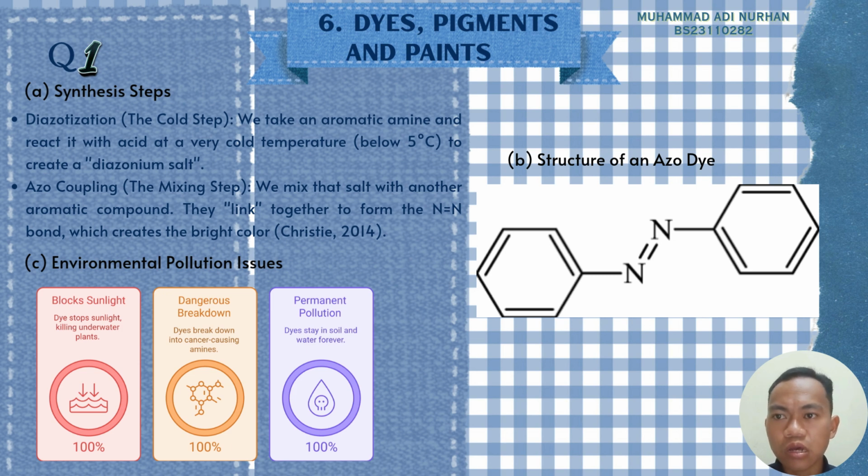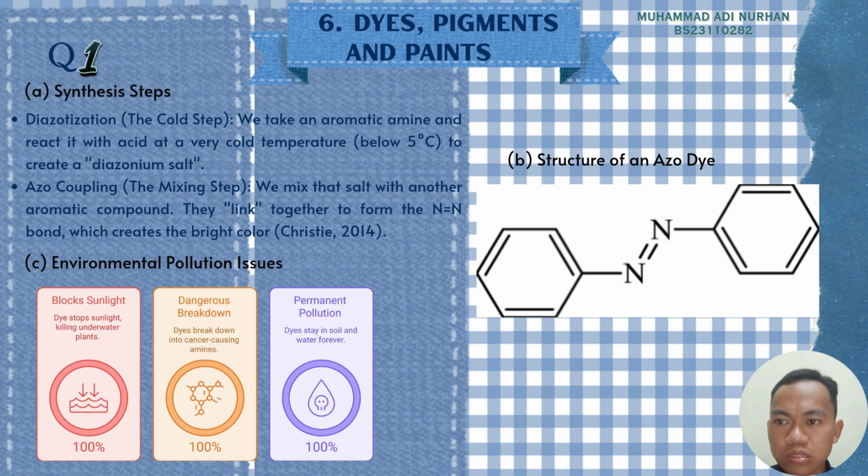Diazotization, this is the cold step where we react an aromatic amine with acid at a temperature below 5 degrees Celsius to create a diazonium salt. Azo coupling, we then mix this salt with another aromatic compound to form the stable N=N bond, which is the chromophore responsible for the bright color.